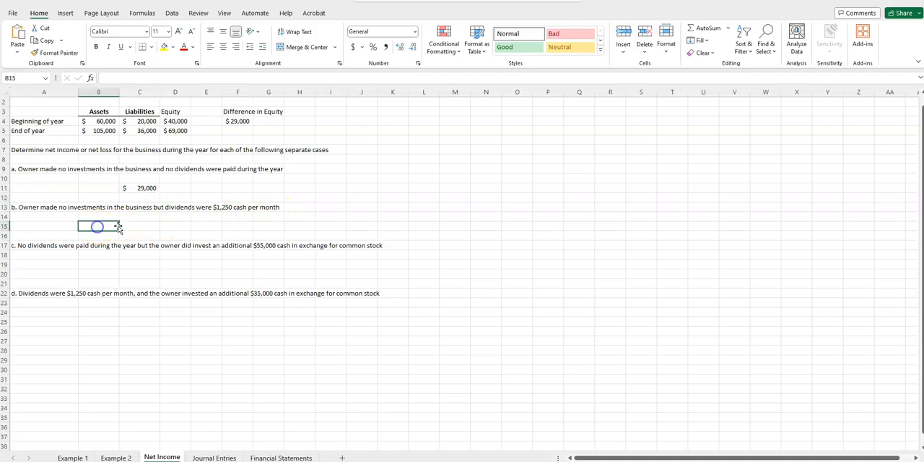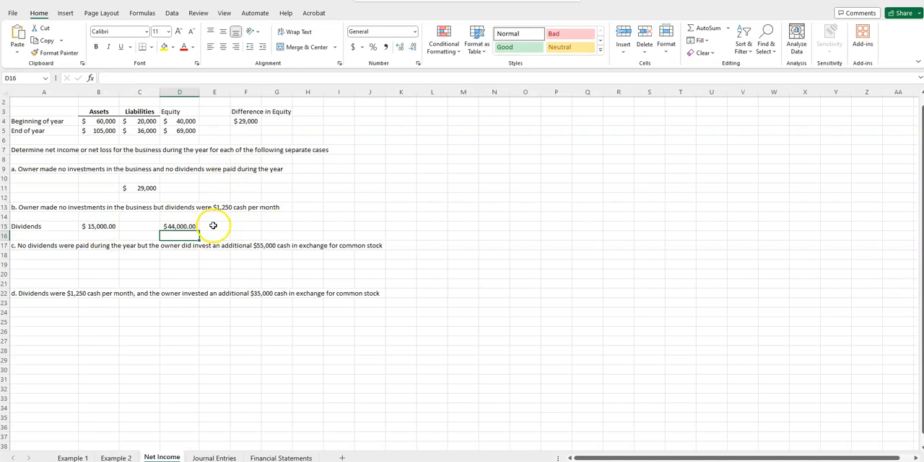It was 12 times. So if we take $1,250 times 12, then we get dividends of $15,000. We know that dividends are a subtraction from net income before it is added to equity. That's something we learned in chapter 1. Our change in the retained earnings: beginning retained earnings or beginning equity plus net income minus dividends equals ending retained earnings, or what goes into equity. So our net income was $29,000 plus $15,000, because we would have subtracted dividends to add. Okay, so in this case, our net income was $44,000.